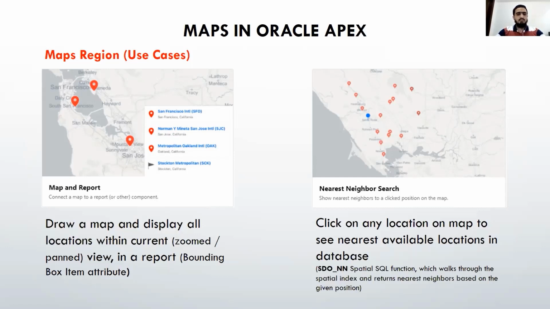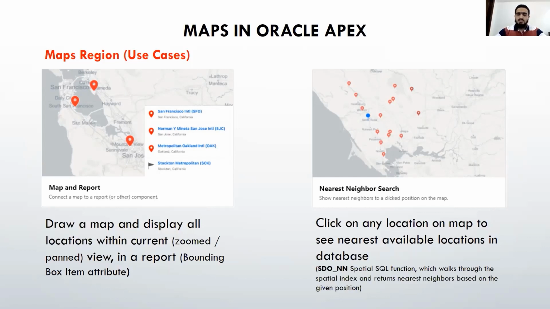For this, we use a simple attribute. Its name is bounding box item attribute. We just need to mention the page item in this attribute, and Oracle Maps will automatically get all the geometries in the current view of the map, and it will set those geometries into this page item. And this page item we can use in the source of the report, which we are going to show.